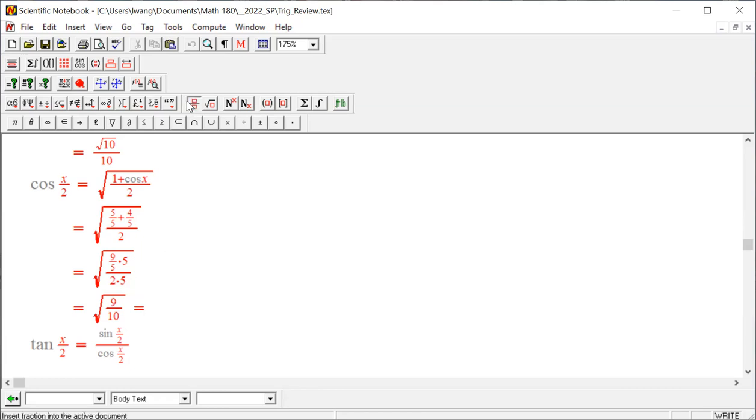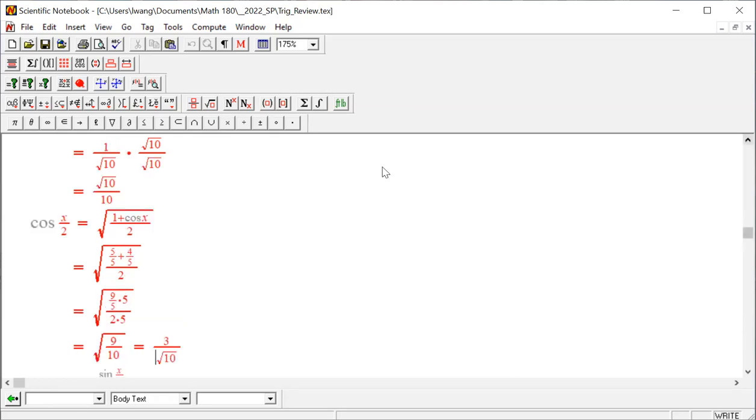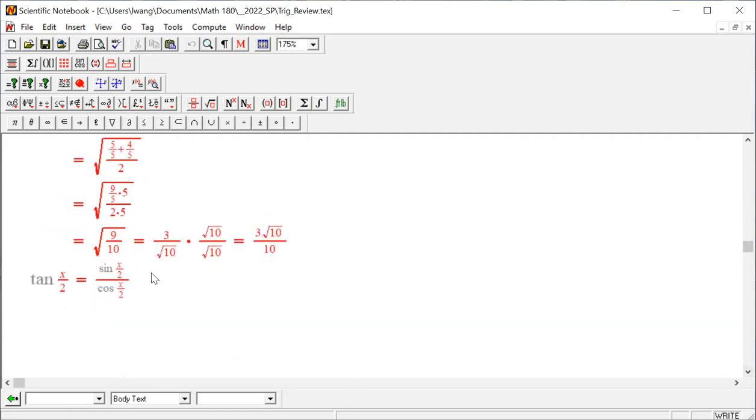So at this point, we get 3 over root 10. Oops, root 10, hold on. Okay, root 10, and rationalize it like we did earlier. We multiply by root 10 over root 10. Principle number 1 is used, so that equals 3 times root 10 over 10. Okay, and we're almost there.